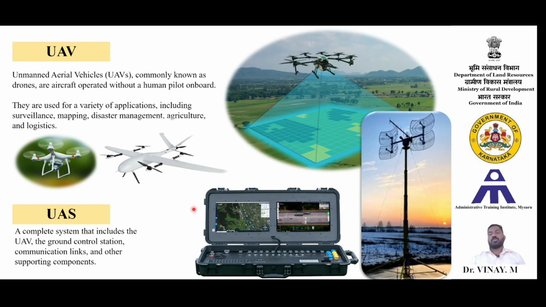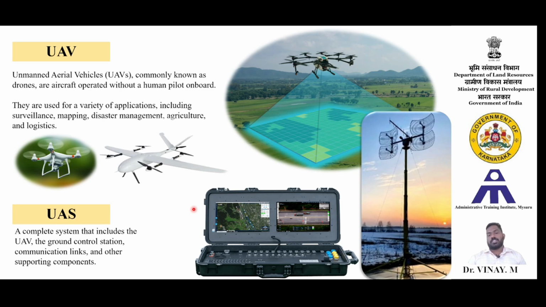Apart from the GPS, we have one more technology that is being used in geospatial science and technology, as well as land surveying and mapping applications, which is the use of UAV, unmanned aerial vehicle. Unmanned aerial vehicles, commonly known as drones, are aircraft operated without a human pilot on board. They are used for a variety of applications, including surveillance, mapping, disaster management, agriculture, logistics and so on. So a lot of applications are there. I have listed only a very few here.